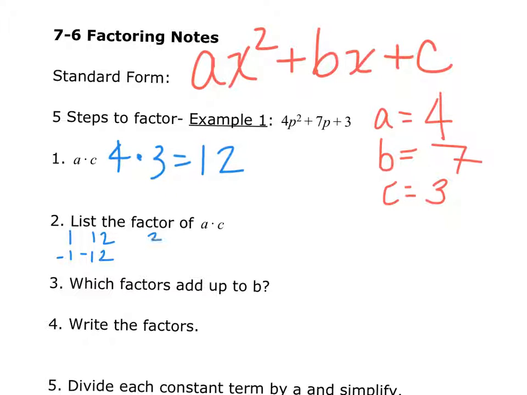What about 2? Does 2 go into 12? Yeah. How many times? What's 12 divided by 2? 6, beautiful. And negative 2 goes into 12 negative 6 times, right? What about 3? How many times does 3 go into 12? 4. And negative 3? Negative 4, right? Can you think of any other pairs? Those are my only pairs.